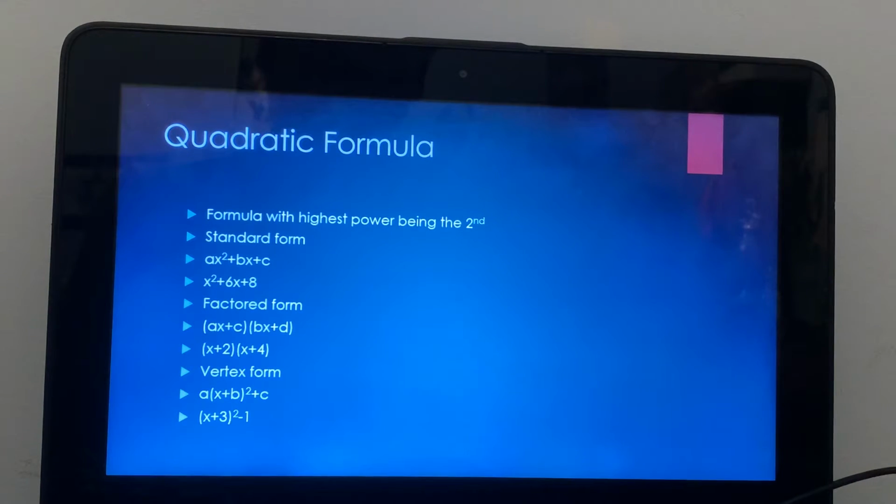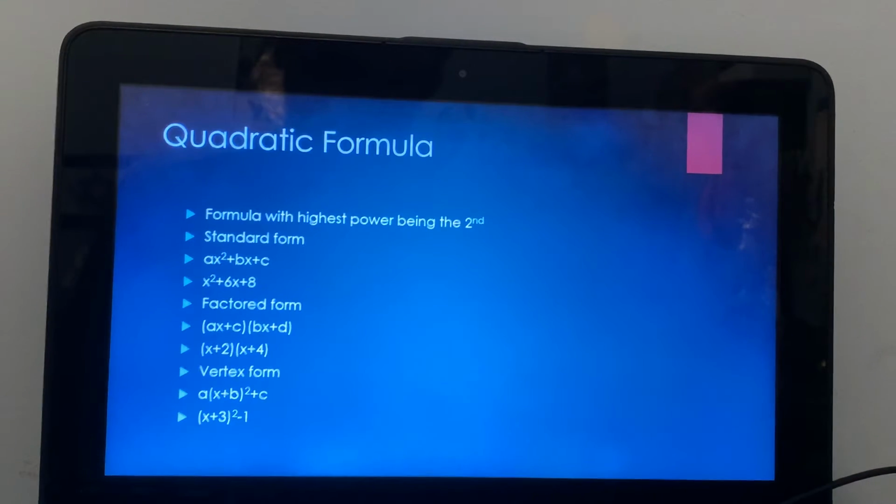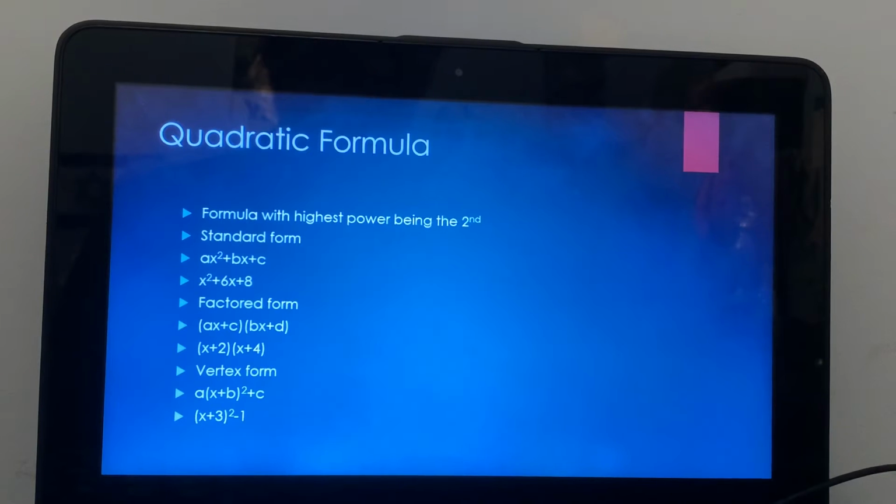Now, there are three forms. Standard form, written as ax squared plus bx plus c. You might see this as x squared plus 6x plus 8, as an example. This is the one we're going to be focusing on today, because we're learning about the quadratic formula, which is taking ones mainly from standard form and finding the zeros, also known as the x-intercepts.